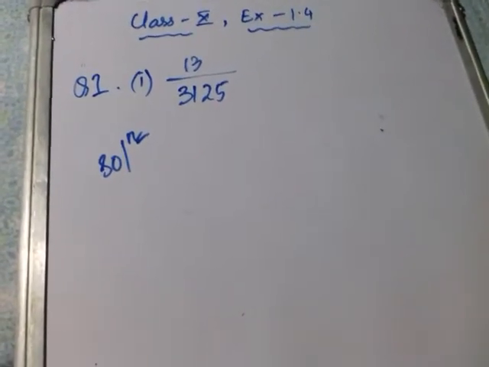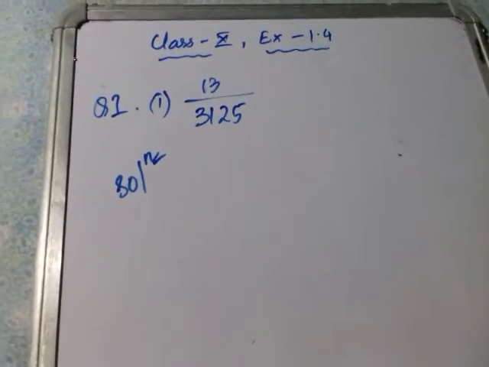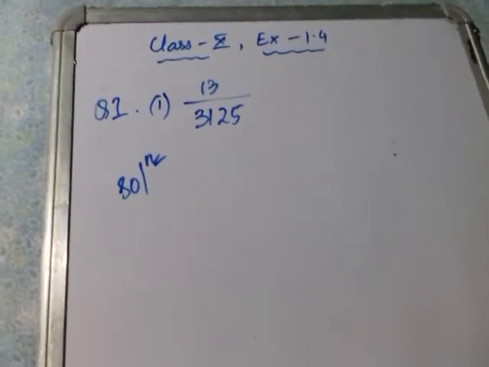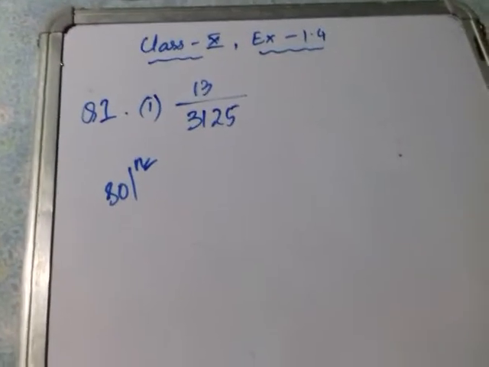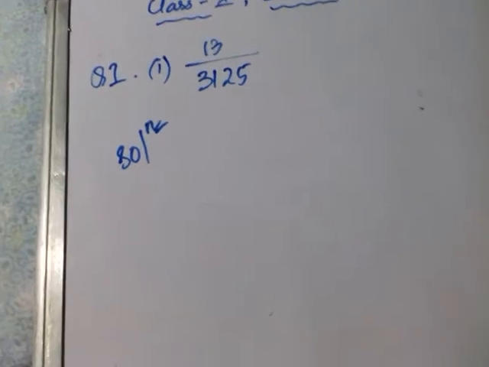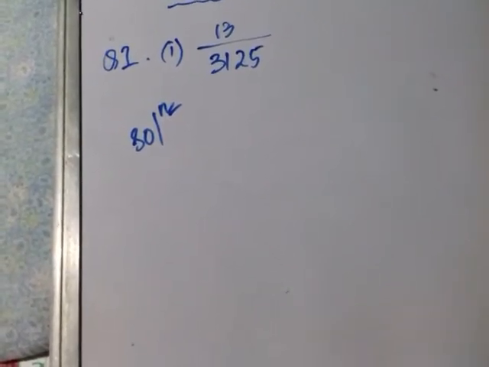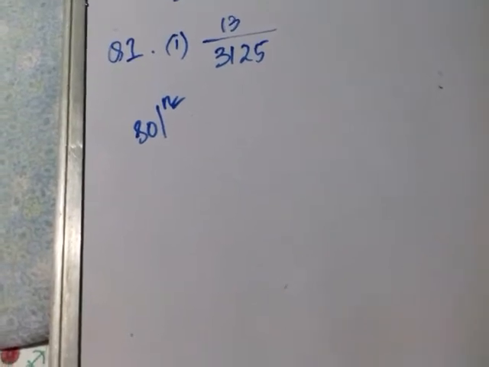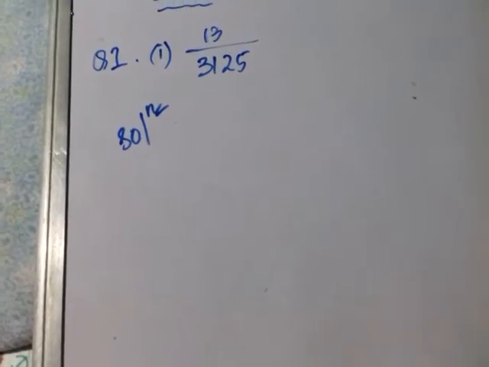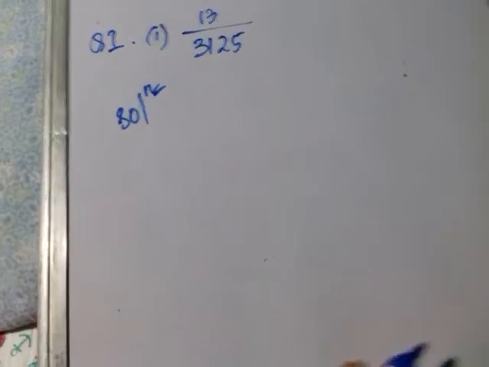So class 10 students, today we will do a new exercise. That is exercise 1.4. What is the question of question number 1? You see clearly: without actually performing the long division, state whether the following rational numbers will have a terminating decimal expansion or a non-terminating repeating decimal expansion.